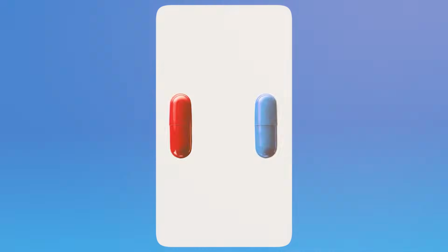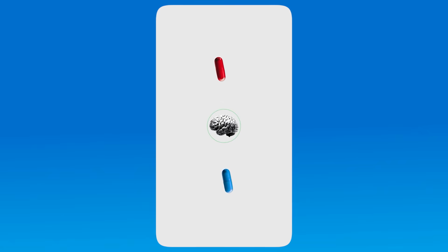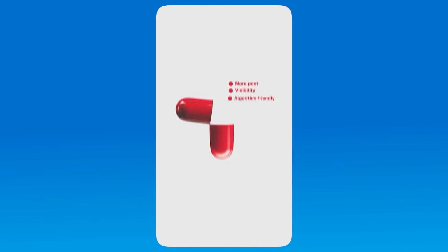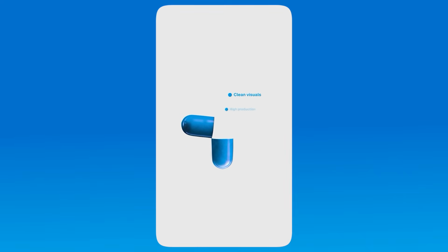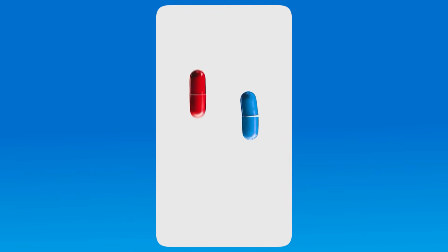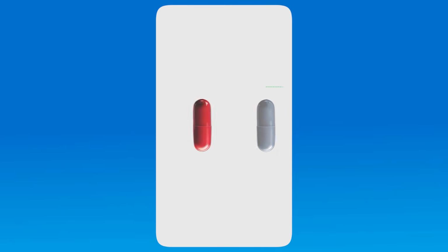In this Premiere Pro tutorial, I will be breaking down this reel. Red or blue? Your brain instantly wants to choose one. Red is posting more, staying visible, keeping the algorithm happy. Blue is clean visuals, high production, good design. Most brands pick one. They either chase volume or they obsess over aesthetics.